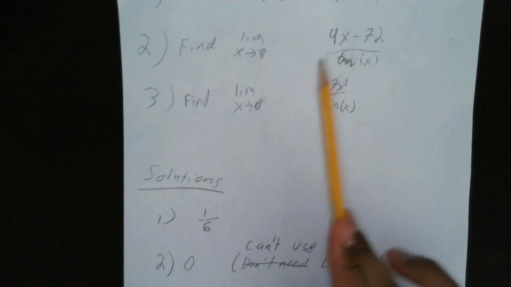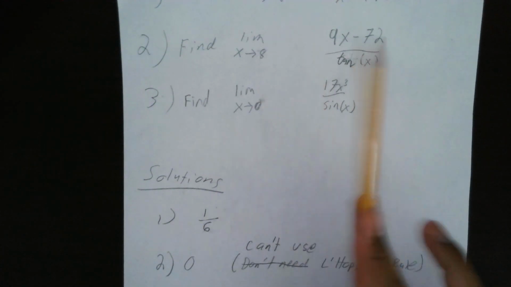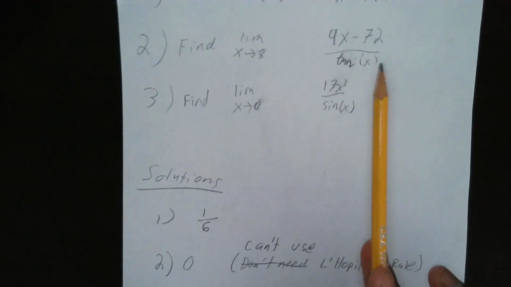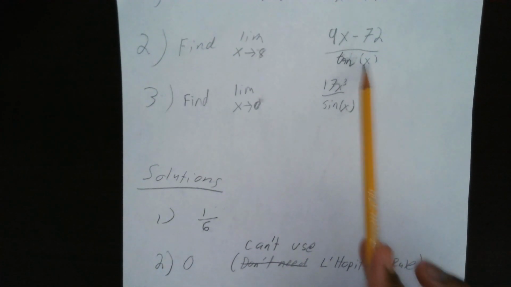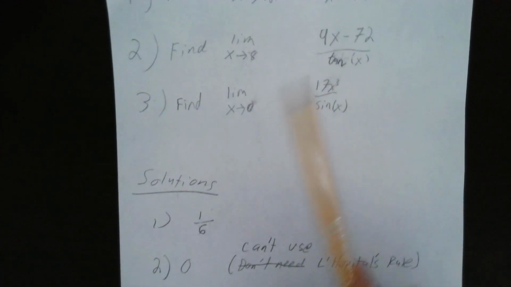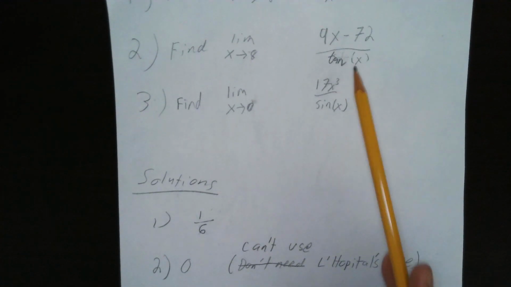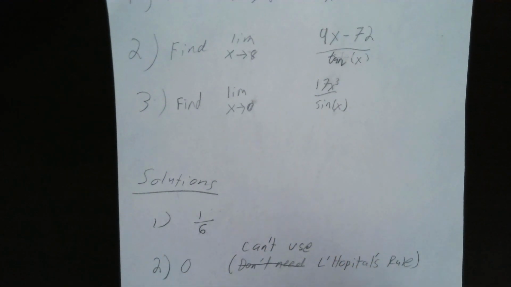So you could have just plugged in for x, and you would have gotten 0 in the numerator and a non-zero real number in the denominator. So our answer is 0.